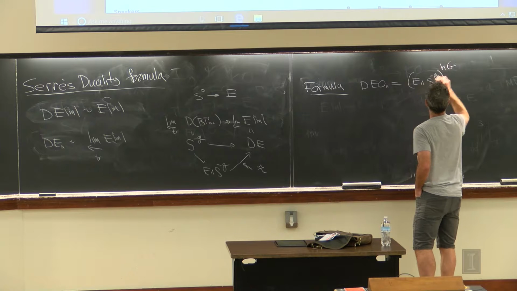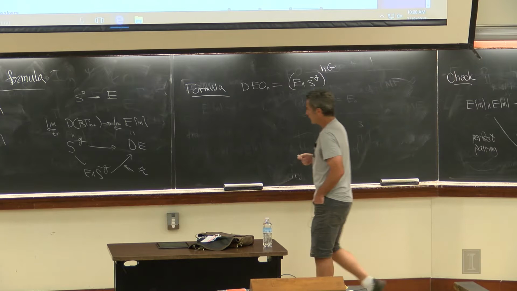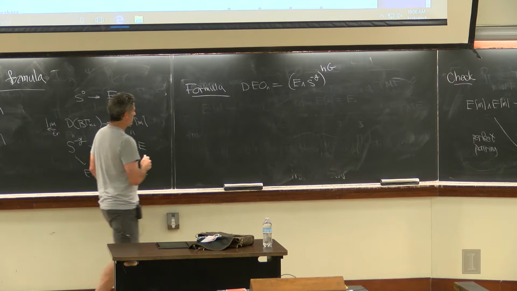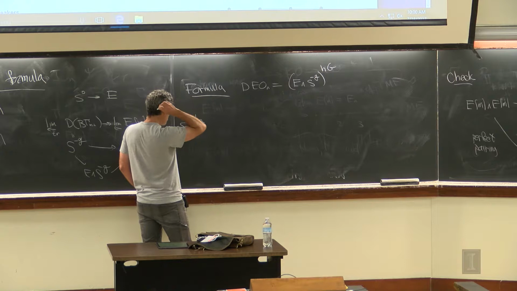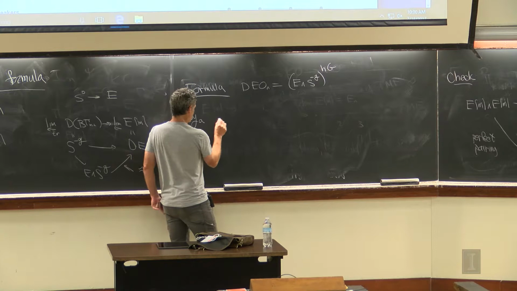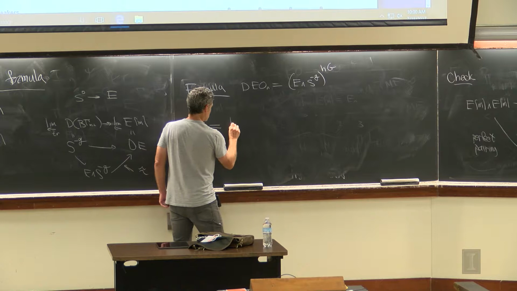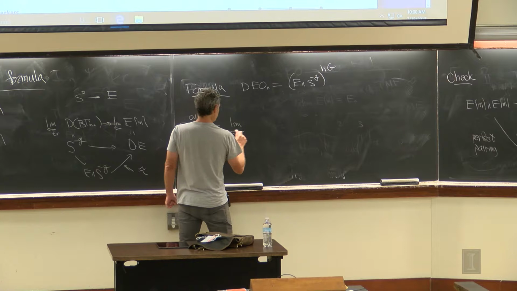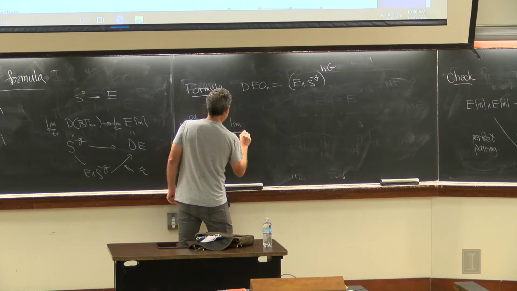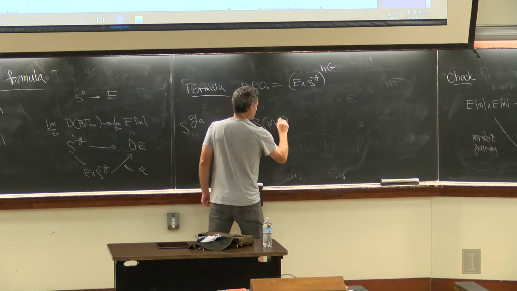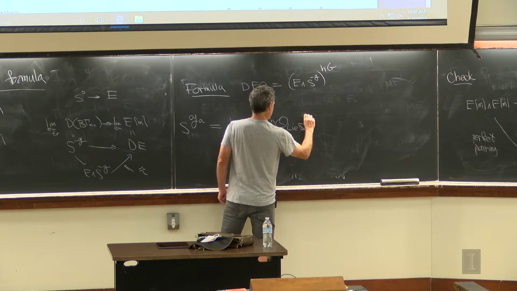Okay. Now, I want to introduce another module. So let's let S^{gA} be the one-point compactification of the Lie algebra of the stabilizer group. So I could write this as the direct limit under transfers of B of p to the n. So I'll explain this notation in a second.